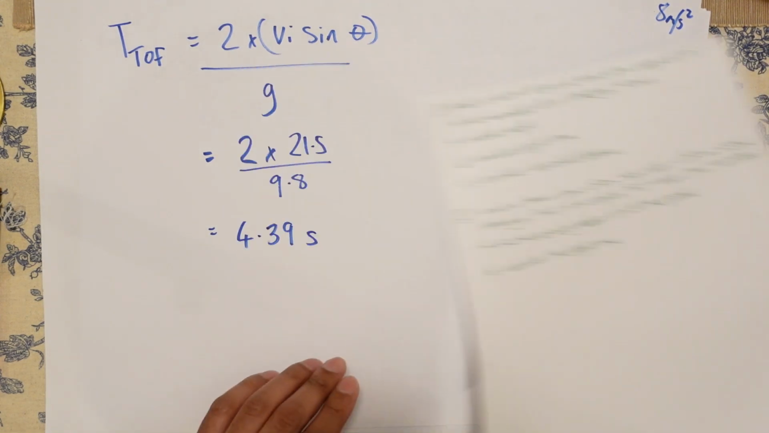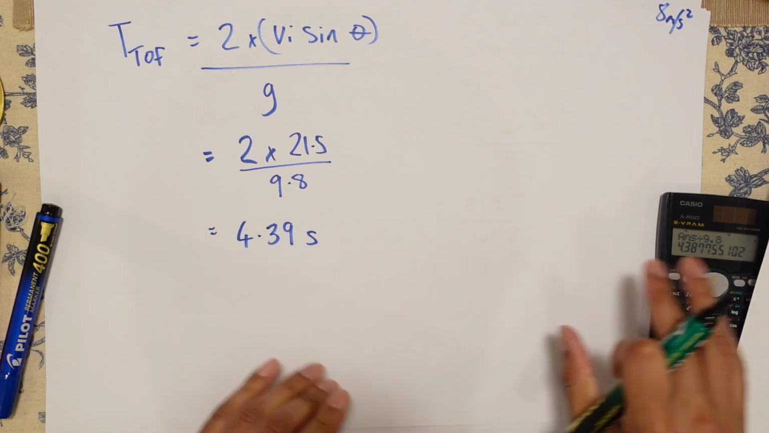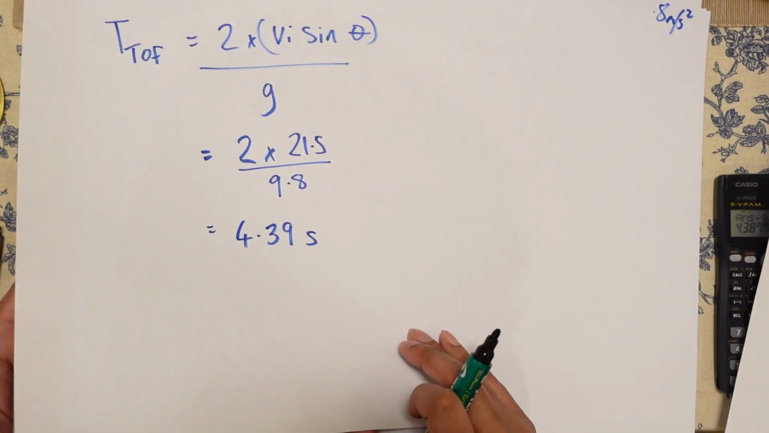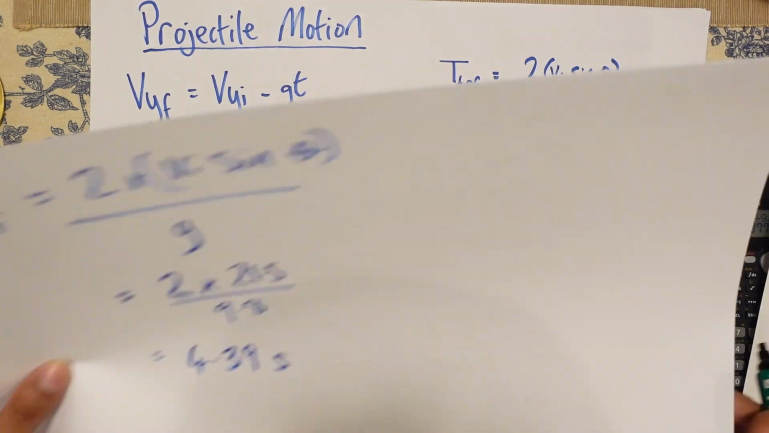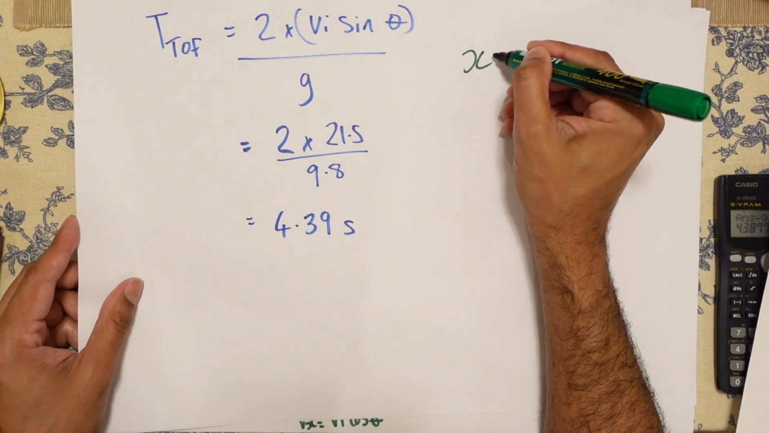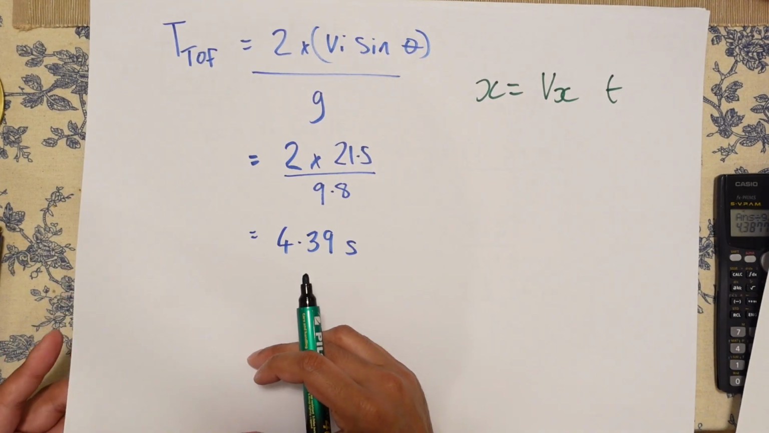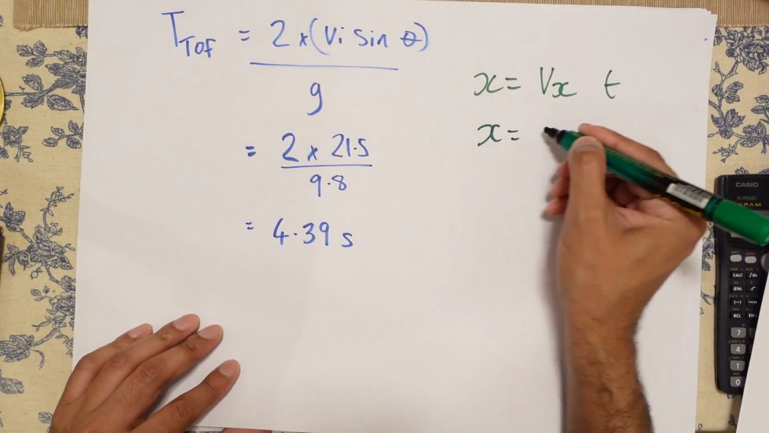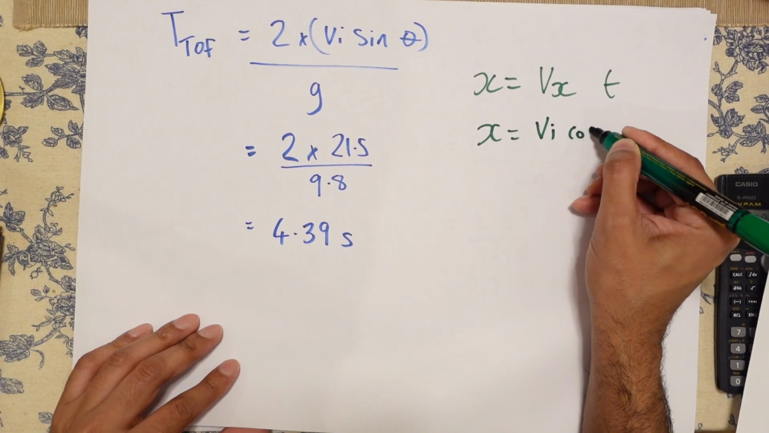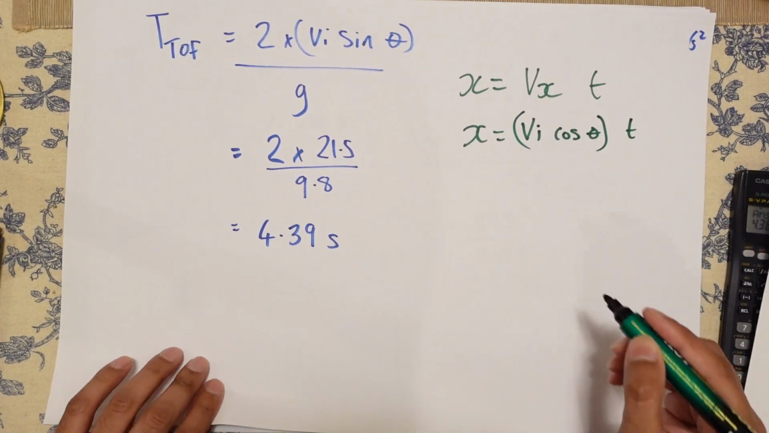What's our next bit? Calculate the horizontal distance. I'm going to do that in green over here so I don't waste too much paper. So the horizontal distance. Now this is going to be delta x. Now delta x, I've just put x here, same thing, is Vx times t. Okay, so x equals Vx t. Now what is Vx? That is this thing here, Vi cosine theta. So x equals Vi cosine theta times t. Let's put that in brackets.